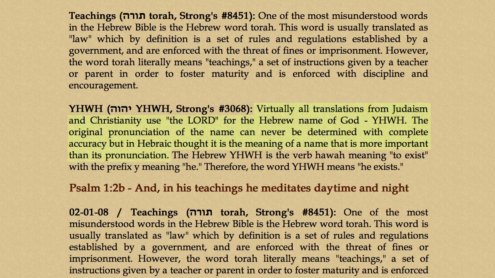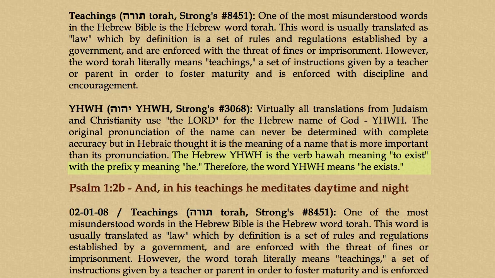It says, virtually all translations from Judaism and Christianity use the Lord, capital Lord, for the Hebrew name of God, YHWH. Now watch this. It says, the original pronunciation of the name can never be determined with complete accuracy. But in Hebraic thought, it is the meaning of a name that is more important than its pronunciation. Now this is ridiculous. Notice that he said the original pronunciation can never be determined with complete accuracy, right? But watch what he says next.